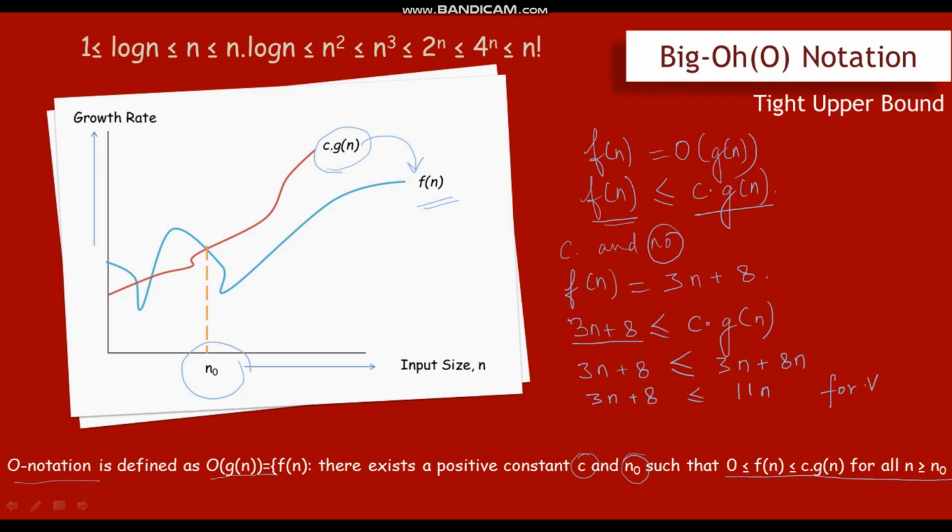So putting the value of n with 8, we get for all n greater than or equal to 1, or n naught is equal to 1, 3n + 8 is less than or equal to 11n, where the value of c is 11. This is not the only way to find the upper bound. The only thing to ensure is that we keep the RHS greater than the left hand side. But here that would be for all n greater than or equal to 8, and here we find the value of n naught is equal to 8 and c is equal to 4.